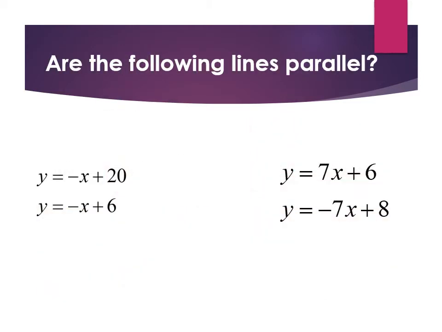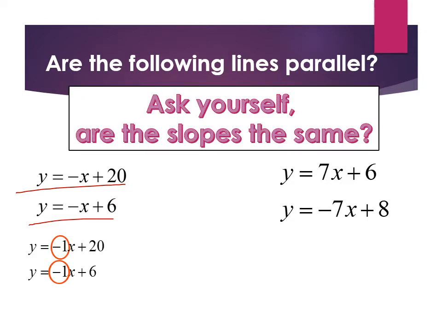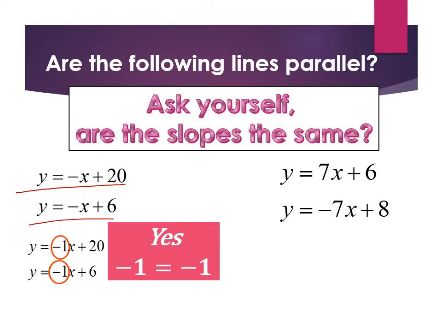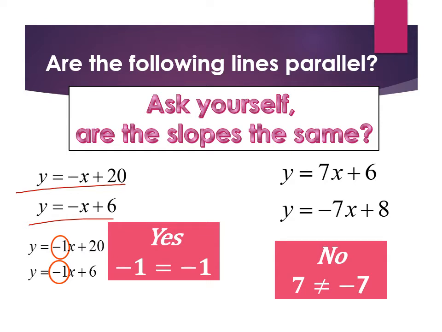So now we have two pairs of equations here. On the left-hand side, we have y equals -x plus 20 and y equals -x plus 6. Now remember, if we don't have a number written in front of that x, you can assume that it's a 1. So the slope for my top equation is -1. The bottom equation is also -1. So the slopes are the same. So are those lines parallel? Yes, they are. The right equations are both in slope-intercept form. We have a slope of 7 and -7. So no, the right equations are not parallel.